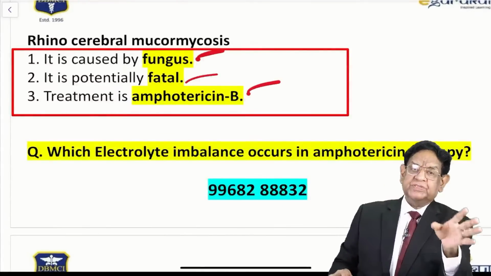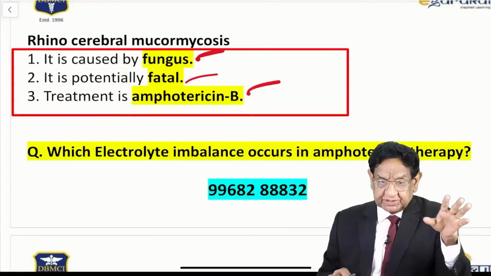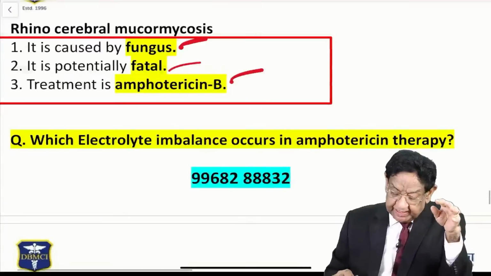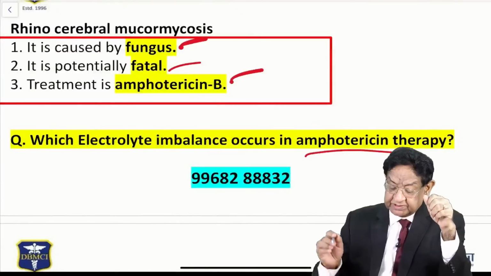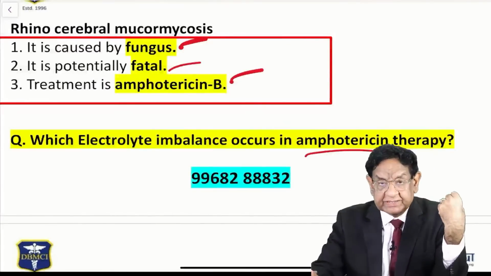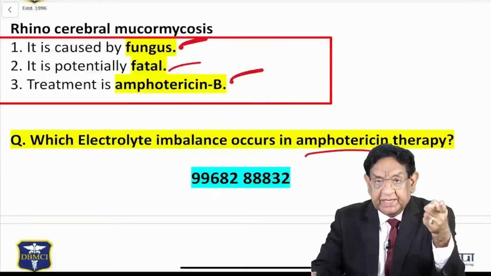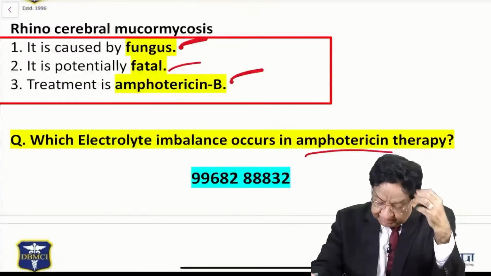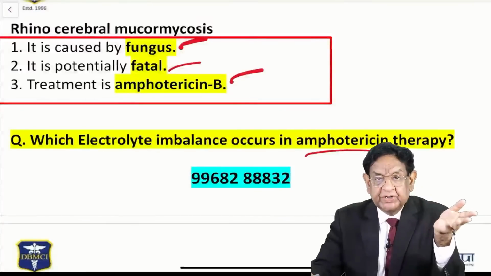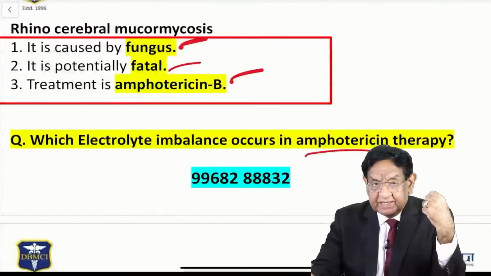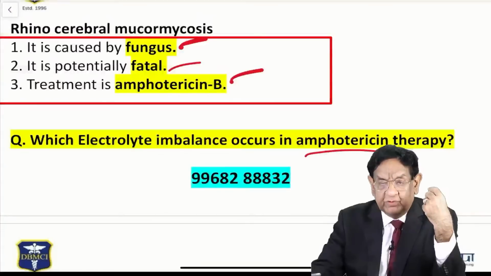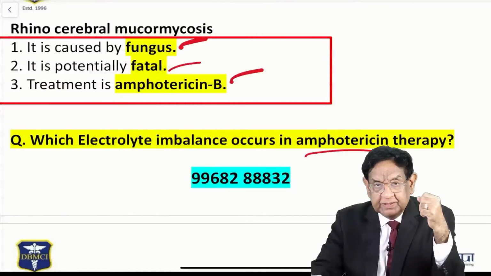Now one question about amphotericin is universal. Which electrolyte imbalance occurs when we treat any case with amphotericin B? Quickly write down the answer and WhatsApp me on the WhatsApp number given to you. You get 60 seconds to think and answer.